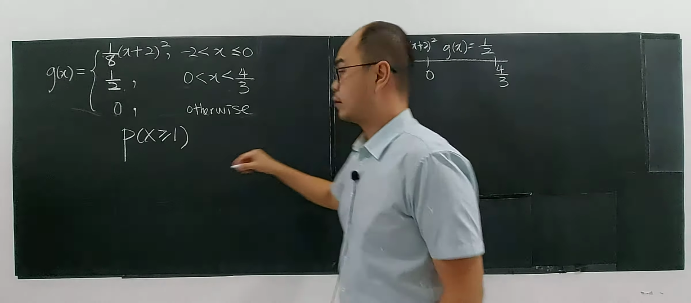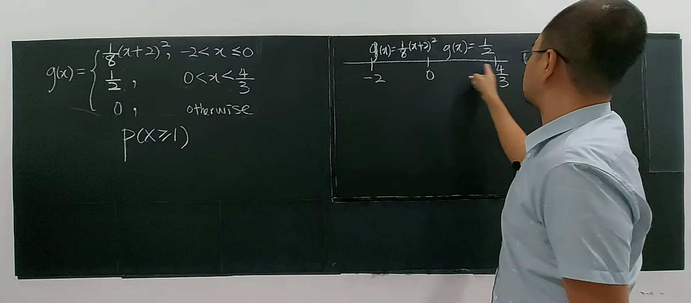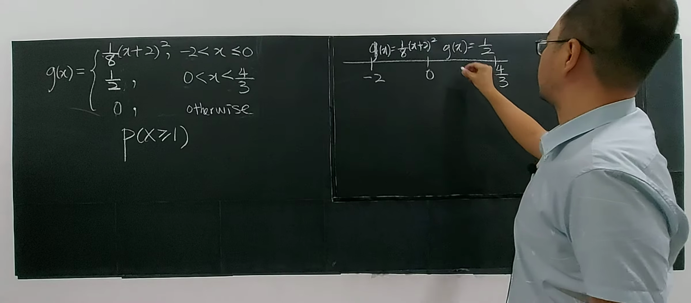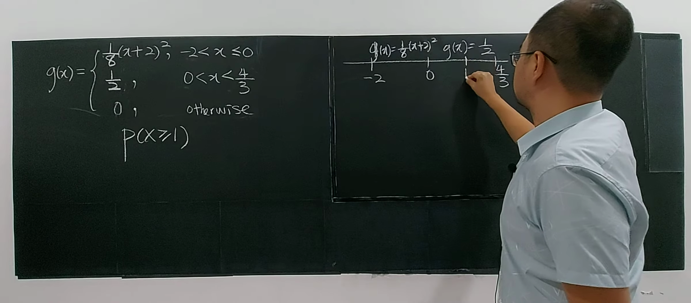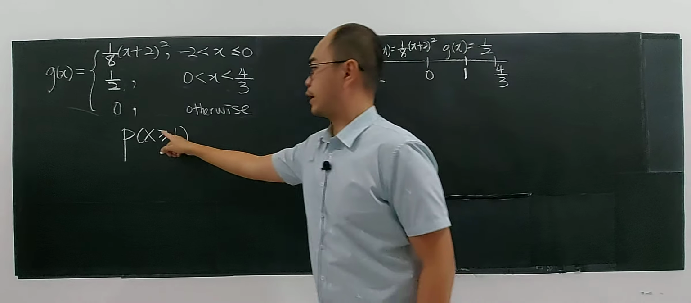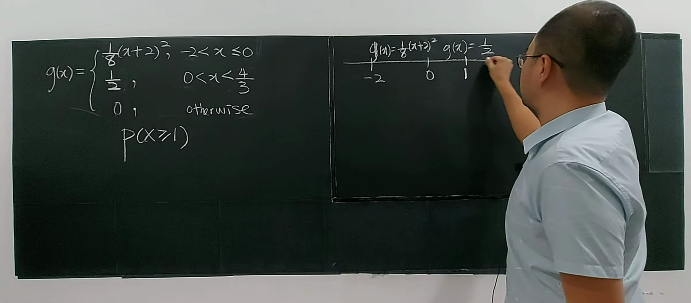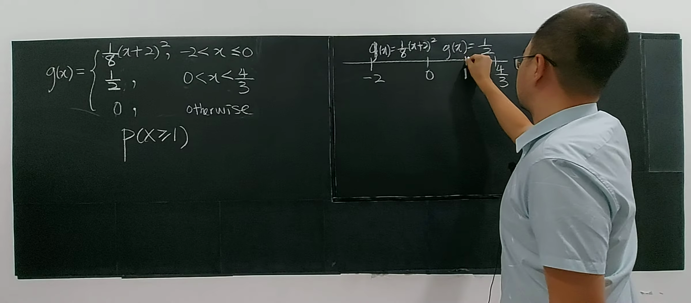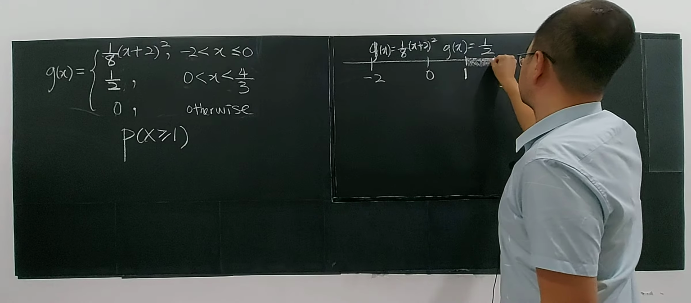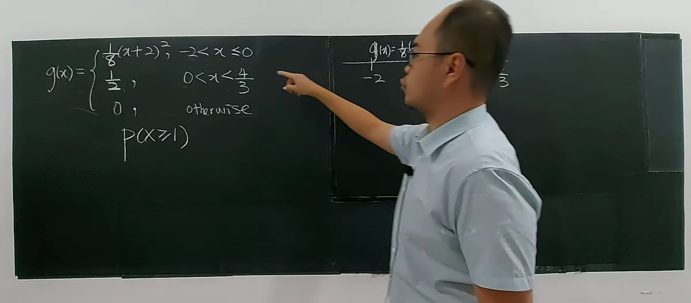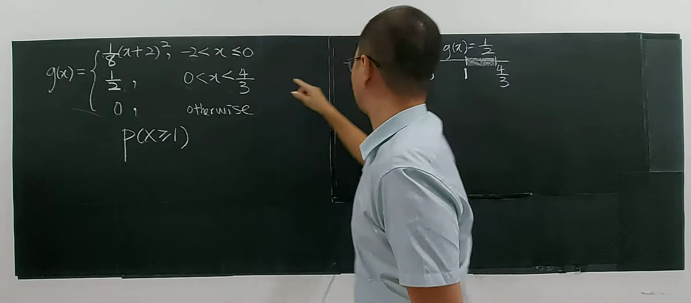Where is 1? 1 is within this range. This is 1.333, so 1 is somewhere around here. So what is meant by greater? You have to understand the greater. Greater is the region above 1, to the right, this region. Because it's just from -2 up to 4 over 3.